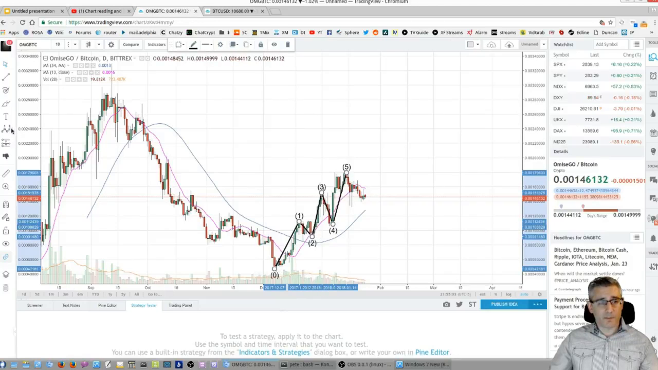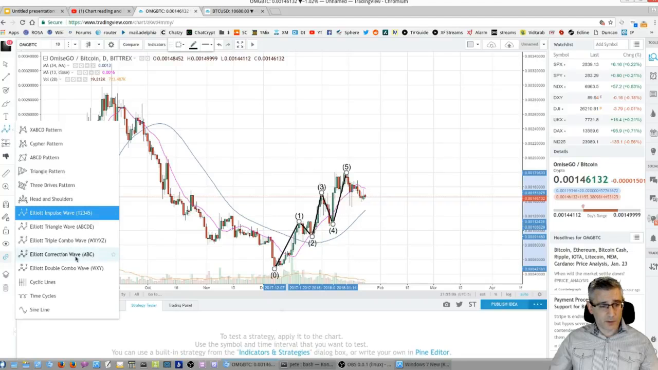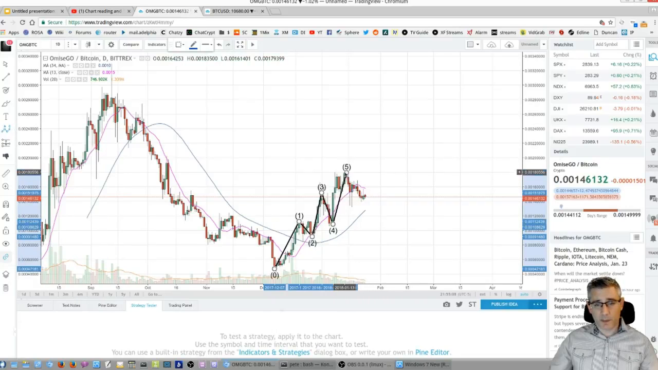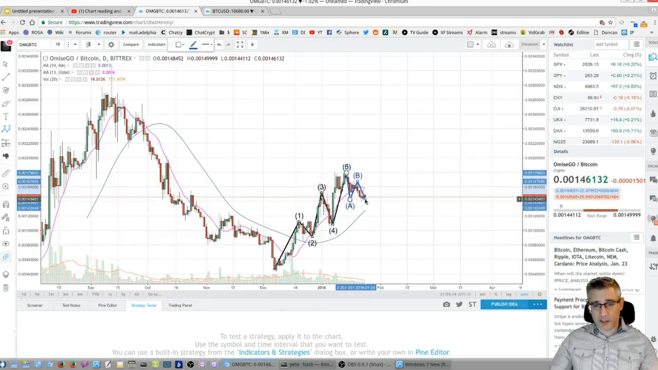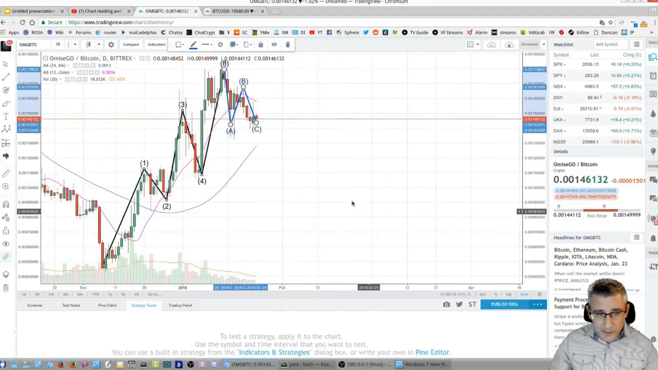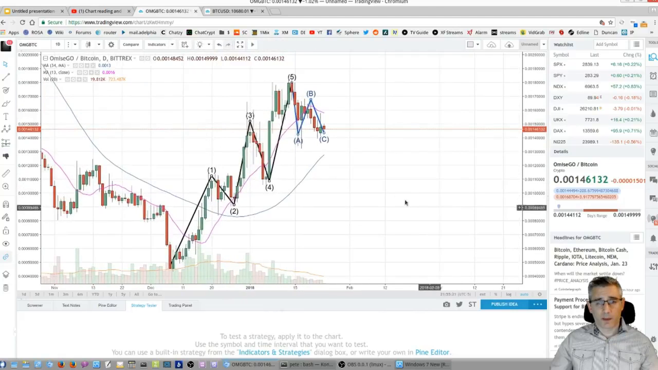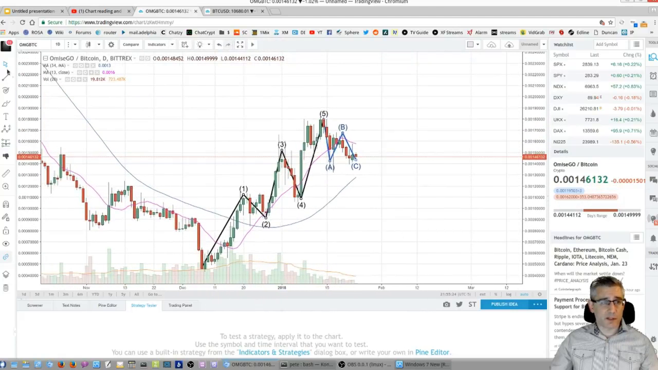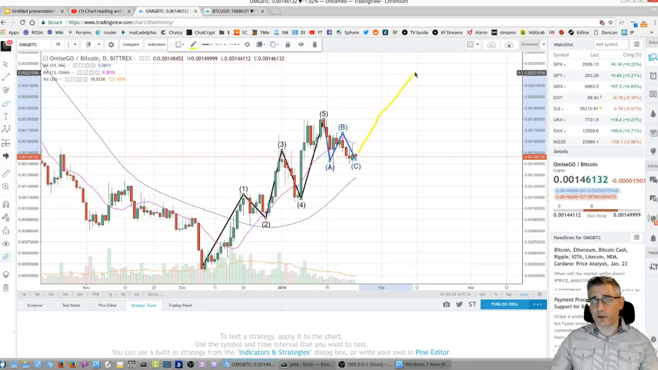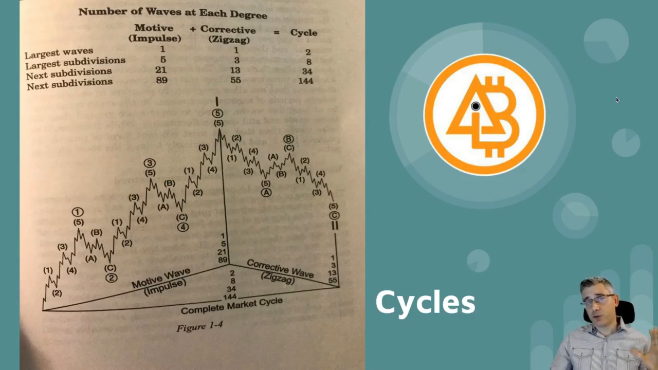So now I'm going to grab the corrective wave, ABC, and we could possibly be seeing A, B, and C, and you can see if you zoom in, it looks like it's turning around a little bit there. So it is possible that this may be starting another Elliott wave, another bullish Elliott wave. So as you can see, markets move in cycles. There are bullish cycles and there are bearish cycles. What we're looking at here is a bullish cycle.